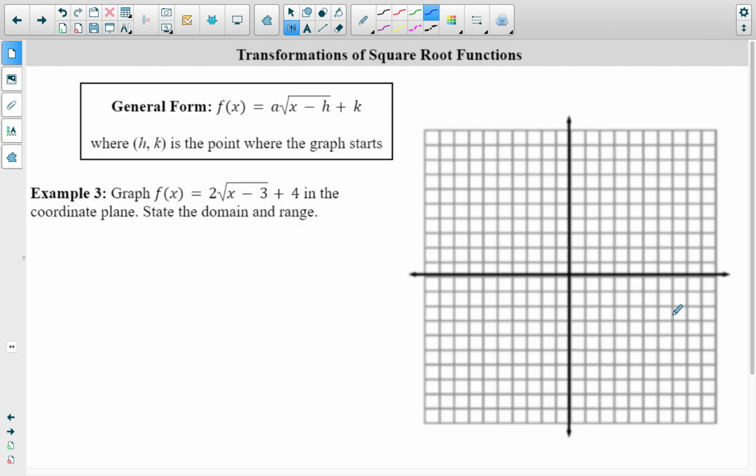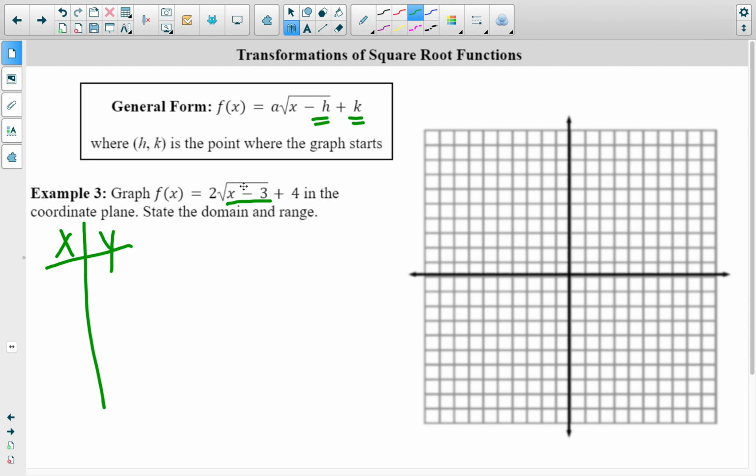All right, sometimes you may be given your equation in a little bit different form. I don't really want you to memorize this, but it's just something to be aware of, that wherever the graph starts, we can read that off from the equation. We're still just going to make a table, and we're going to choose values that give us perfect squares underneath that radical.